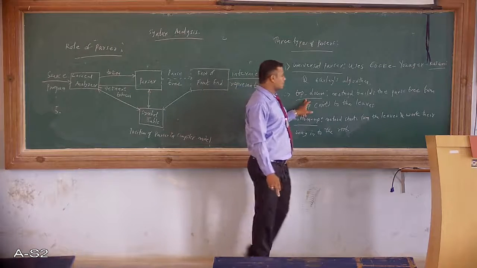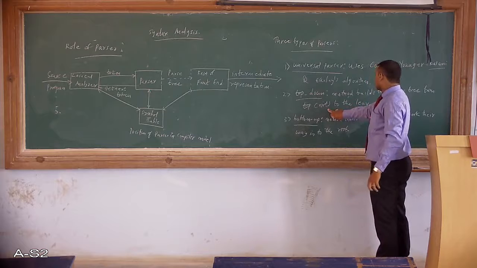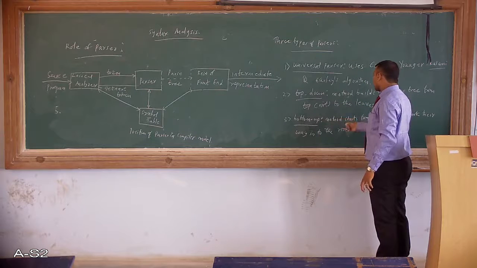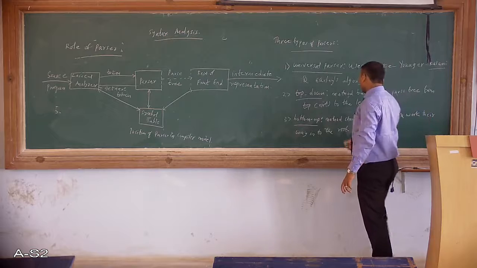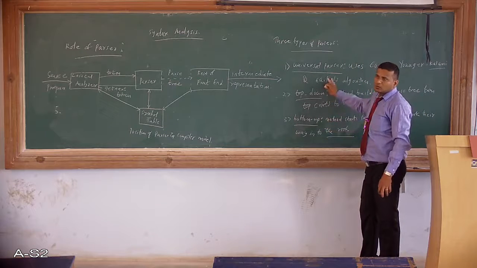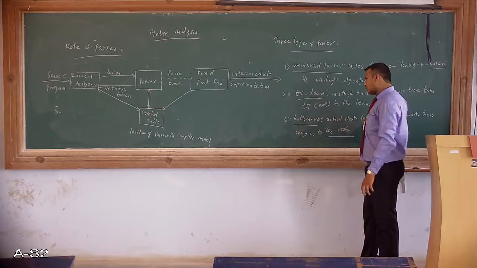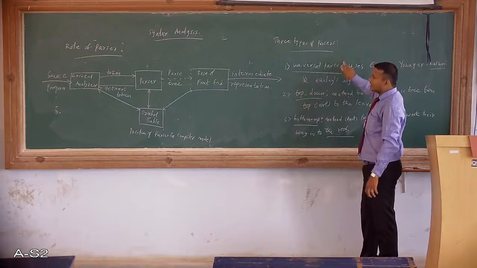In the top-down method, it builds the parse tree from the top, that is from the root to the leaves. And the bottom-up method starts from the leaves and works its way up to the root. Top-down starts from the root to the leaves, and the bottom-up starts from the leaves to the root. So these are the three different types of parsers available.